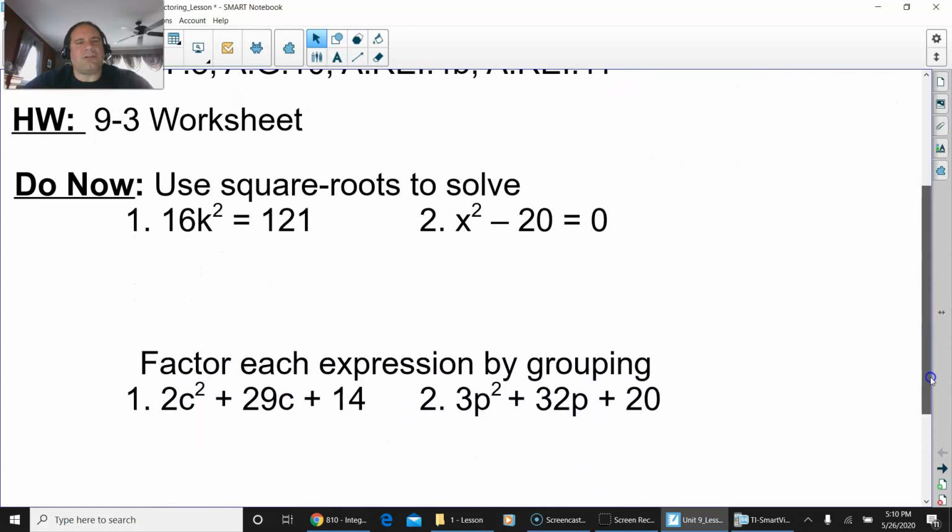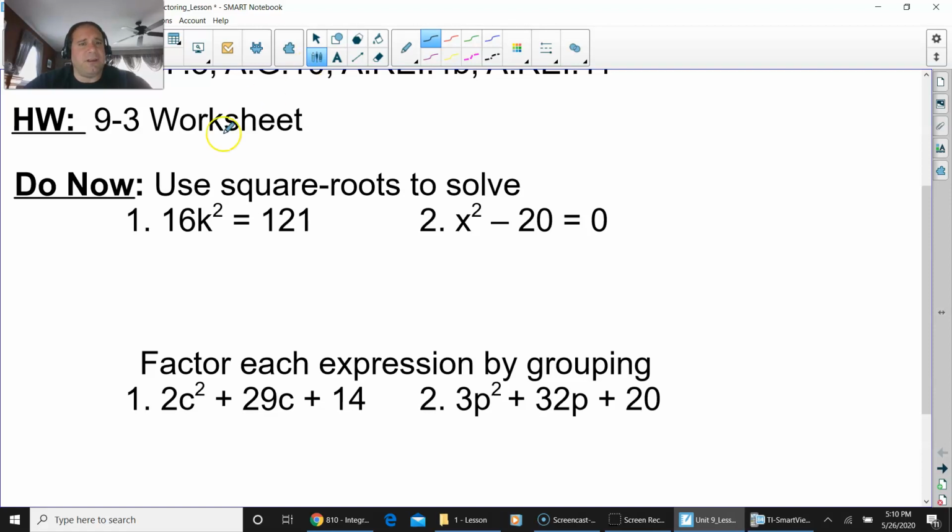And we're using square roots to solve. So by now, you should be able to do this pretty easily. The objective is to solve for the variable. All right, so once you solve for the variable, I'll do number 1 with you. You could do number 2 on your own. The last step will probably always be square root both sides because you're always going to have a squared and using square roots to solve. So for number 1, 16k squared equals 121.